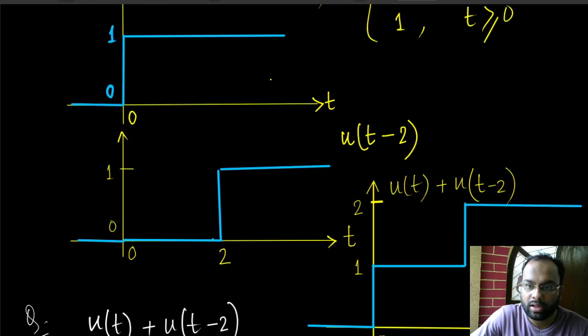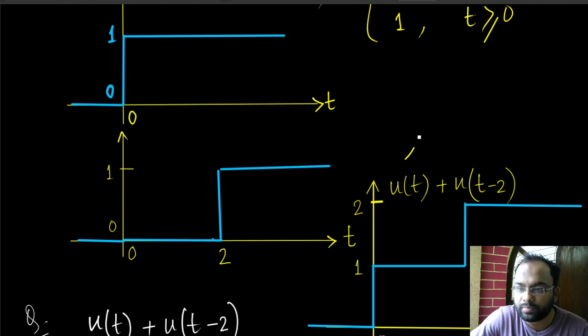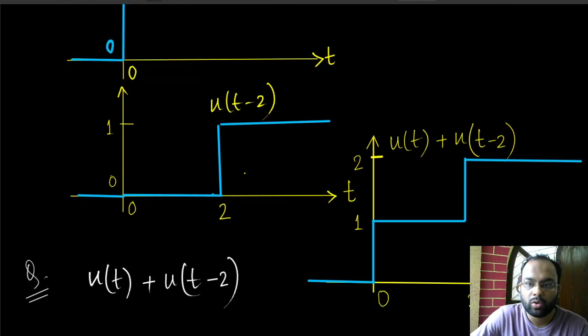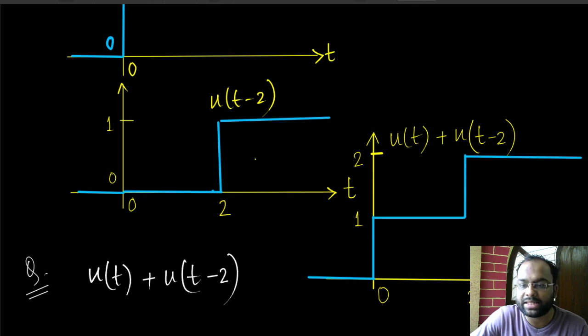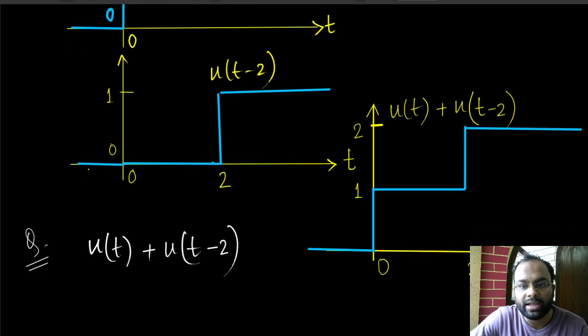Let's go back. So this is u(t), right? So u(t) is the signal that starts at t equal to 0, which means at t equal to 0, it jumps from a value of 0 to a value of 1. And this is u(t-2), okay? Which basically is another unit step that starts at t equal to 2. So basically its value is 0 up until t equal to 2, and then it jumps to 1, right?